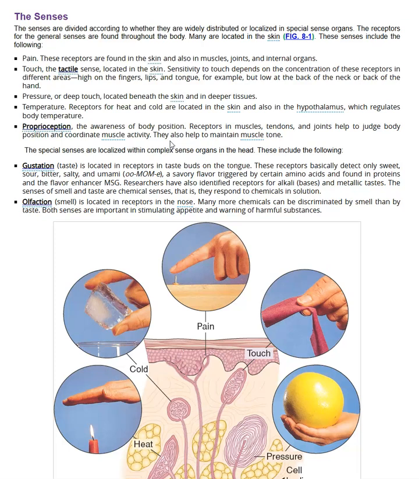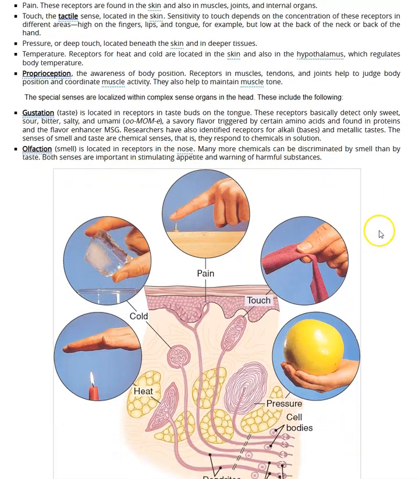Gustation is taste, which has to do with the taste buds on the tongue. They detect sweet, sour, bitter, salty, and the other flavors that our tongue offers us. Olfaction is smell. Those receptors are in the nose, obviously.